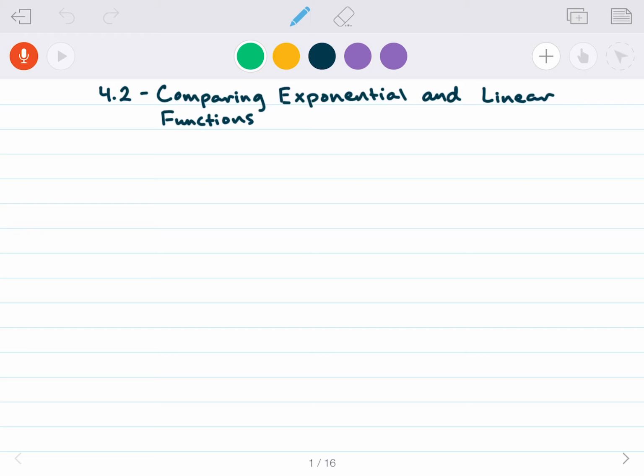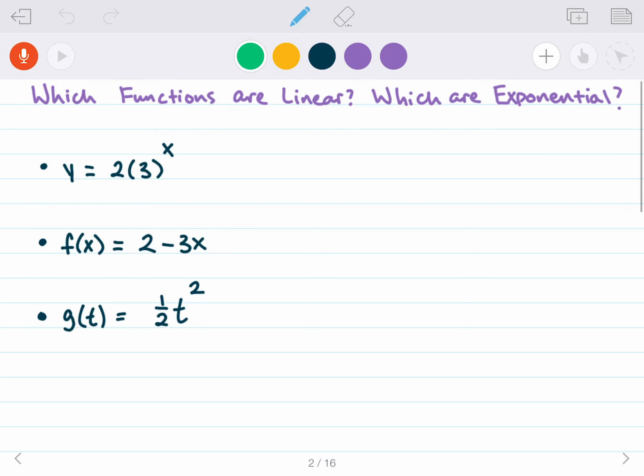Hey guys, in this video we're going to be talking about Chapter 4, Section 2, comparing exponential and linear functions. Alright, so let's remind ourselves what linear functions look like.